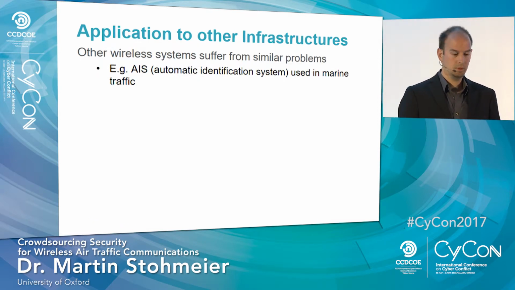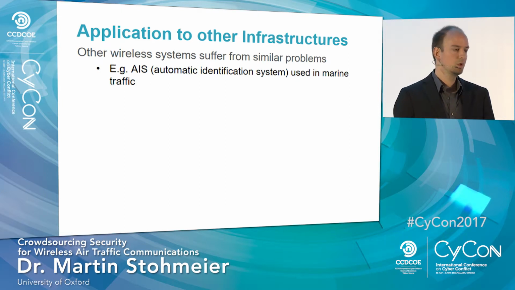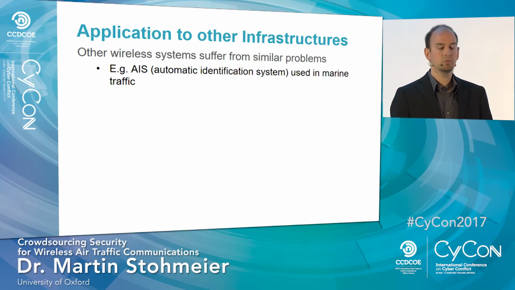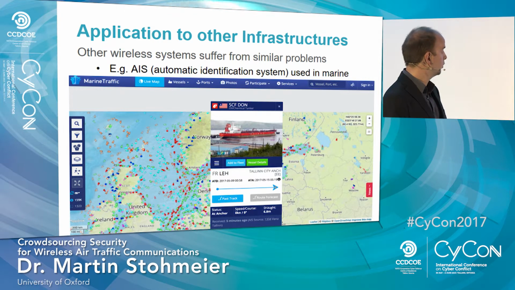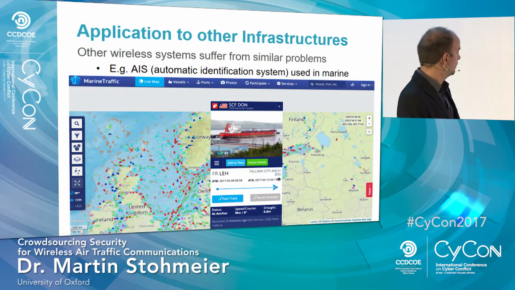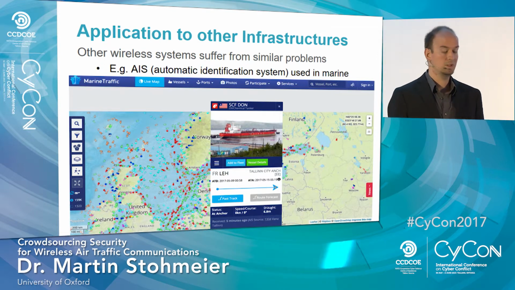So, bringing me to the last slide of my talk here, is there any application for other critical infrastructures? As you may imagine, there are other wireless systems that suffer from very similar problems as aviation. For example, the Automatic Identification System, AIS, used in marine traffic. This is shown here, very similar websites as Flight Radar and the other commercial trackers. Marine traffic, same systems, you get positions from the ships and vessels. Again, no encryption involved, nothing.